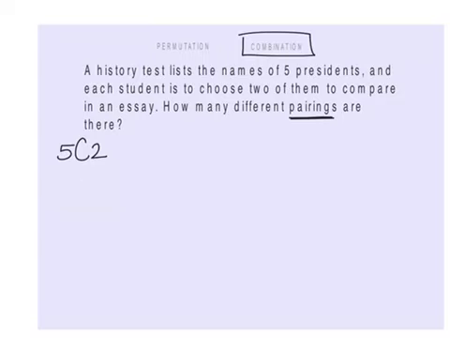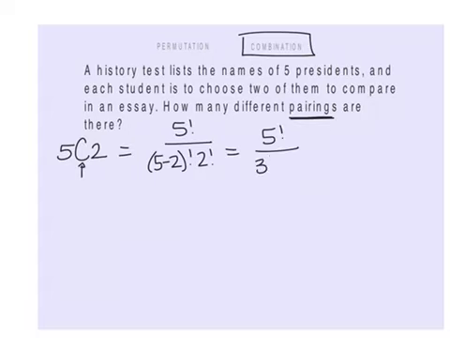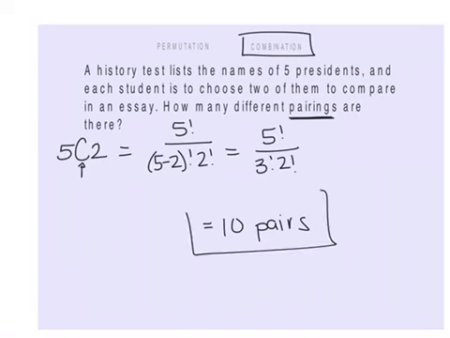So since it's a combination, we are choosing. My formula for this is n factorial divided by n minus r factorial times my r factorial. I'm going to simplify, and I get 5 factorial over 3 factorial, 2 factorial. So when I put this all out, I end up getting 10 pairs that I can make.